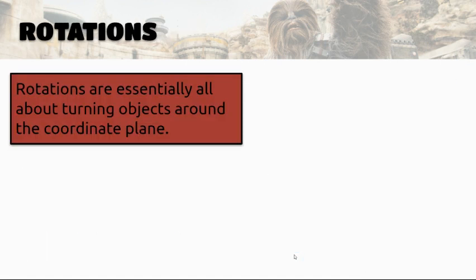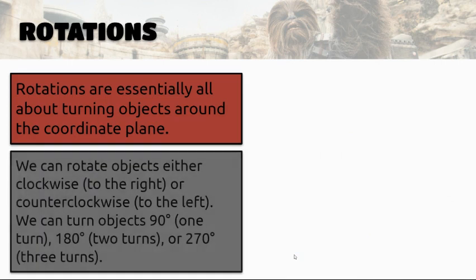Rotations is all about turning objects in the coordinate plane. We're going to rotate objects either to the right, which is clockwise, or to the left, which is counterclockwise. You can do a 90-degree turn, which is only 1 turn. 180 degrees is 2 turns, or 270 degrees is 3 turns.